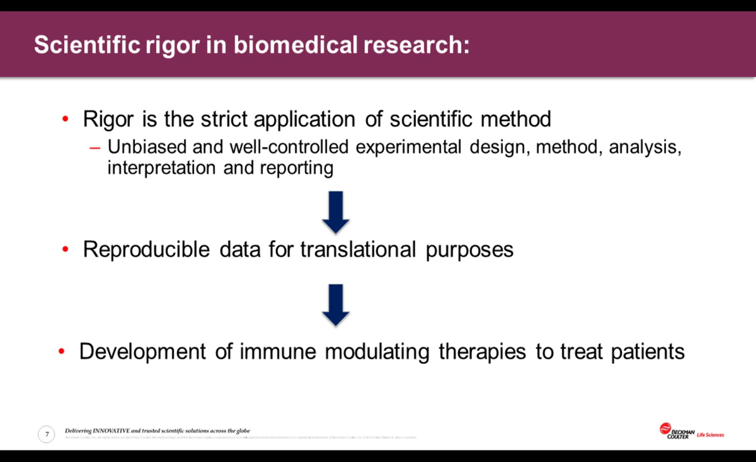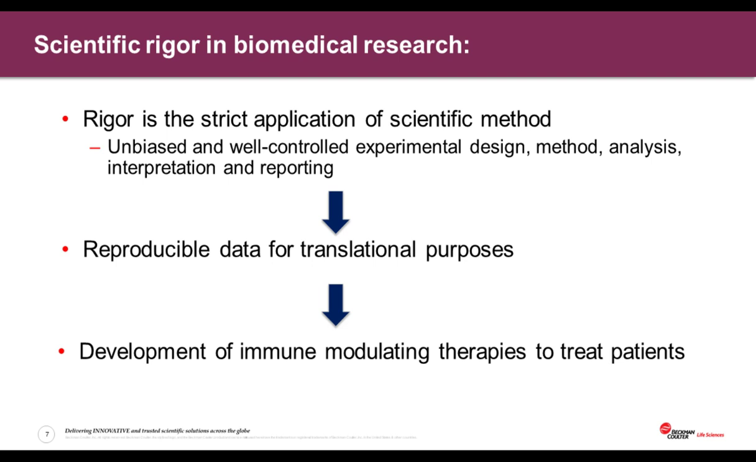But before we delve into scientific rigor, let's specifically define it in the context that we're discussing here. Rigor is a strict application of the scientific method. What that means is we're going to ensure that our experimental design, methodology, analysis, interpretation, and reporting are unbiased and well controlled so that they can be reproduced by each scientist irrespective of when they do it. Scientific rigor ultimately leads to reproducible data for the translational purposes we just discussed, from science to medicine, which in turn allows development of immune modulating therapies to treat the patient when it's necessary.